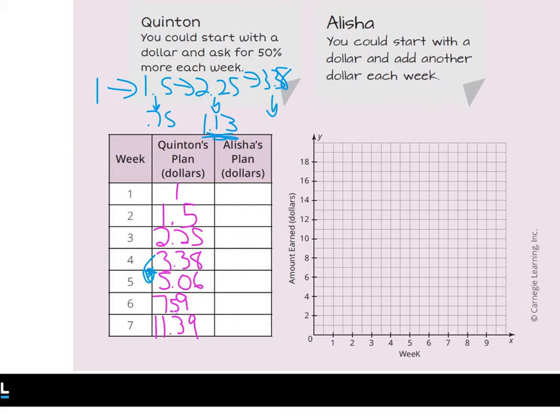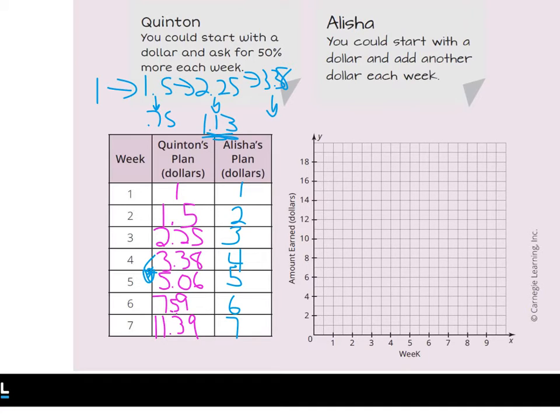For Alicia, there was an extra I in the name up there. Okay, I got confused. You could start with $1 and add another. So for the first week, $1. Second week, $2. Third week, $3. Fourth week, $4. Fifth week, $5. Sixth week, look at that. Add another $1 each week. So pretty quickly, Quentin's plan came out better.